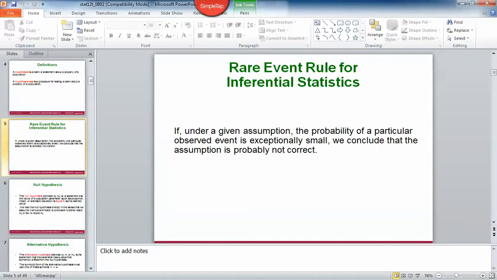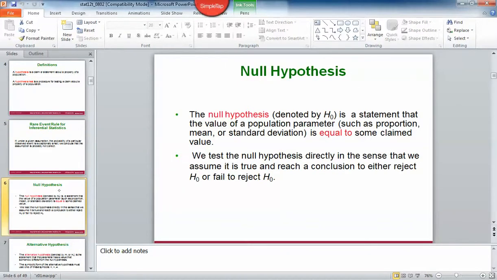Then of course we still have this rule, whatever type of statistics we're looking at. If under a given assumption the probability of a particular observed event is exceptionally small, we conclude that the assumption is probably not correct. And we're going to start off with the null and alternate hypothesis.